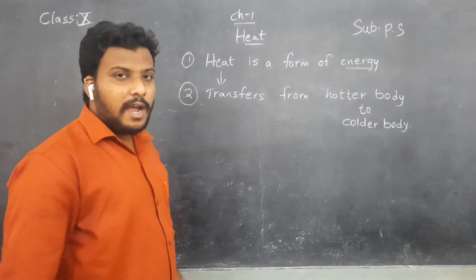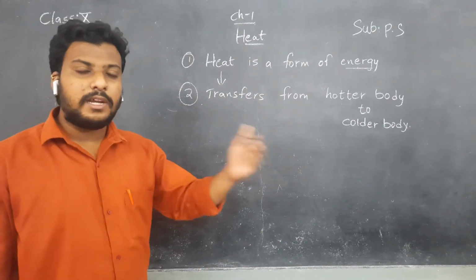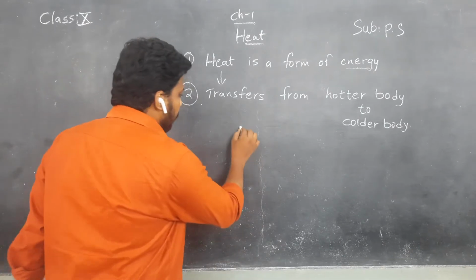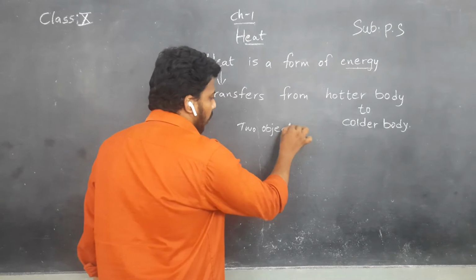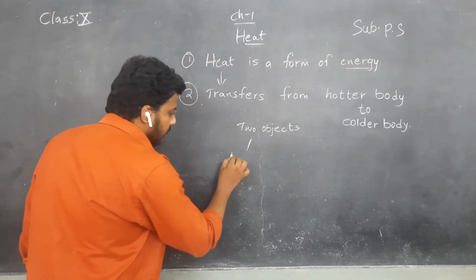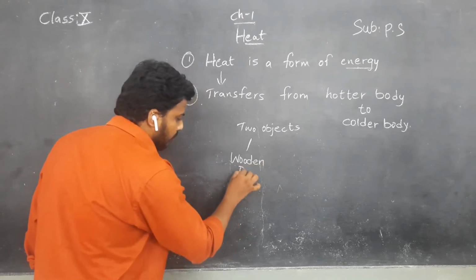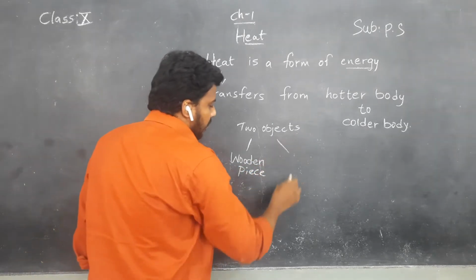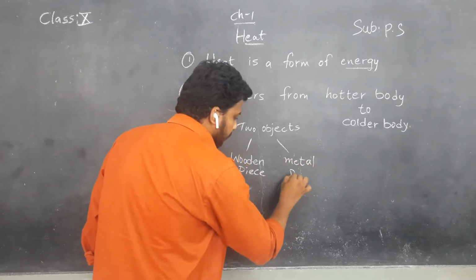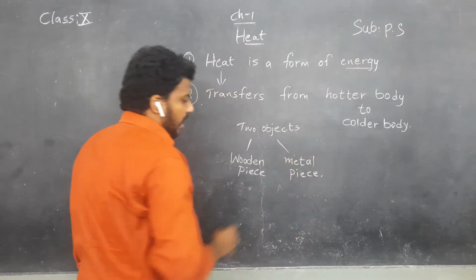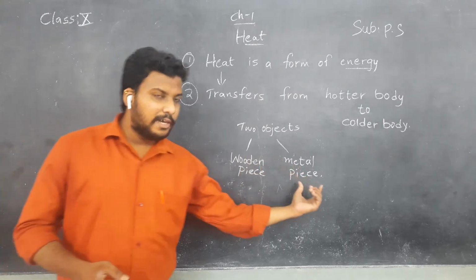Next, we'll see one activity regarding heat. Transference of heat. Here you want to take two objects. What are the two objects, children? One is a small wooden piece. Another object is a metal piece, any kind of metal. Children, iron, silver, any metal. You want to take a wooden piece and a metal piece.